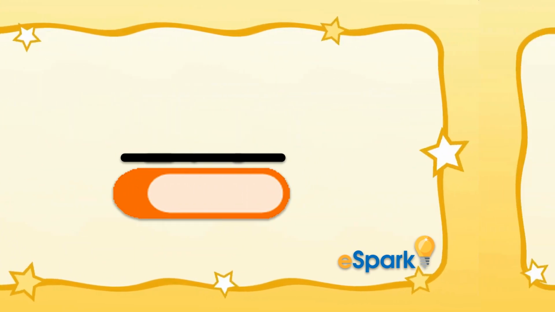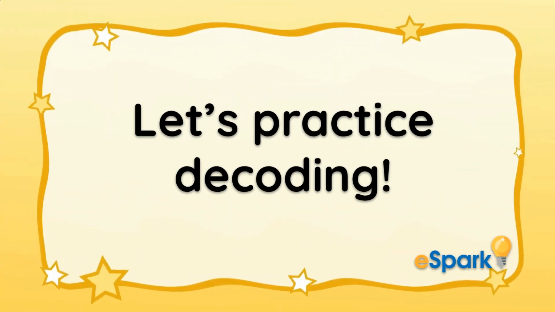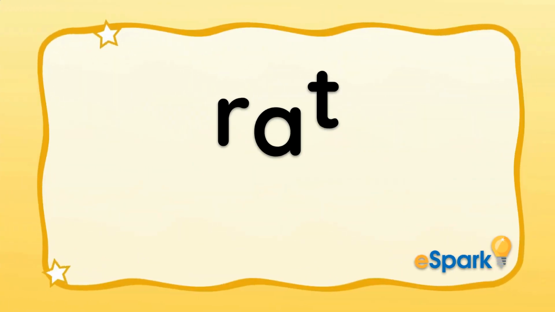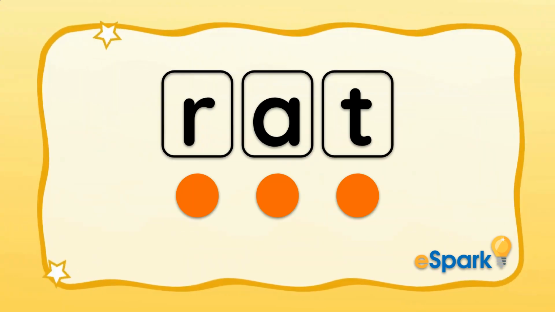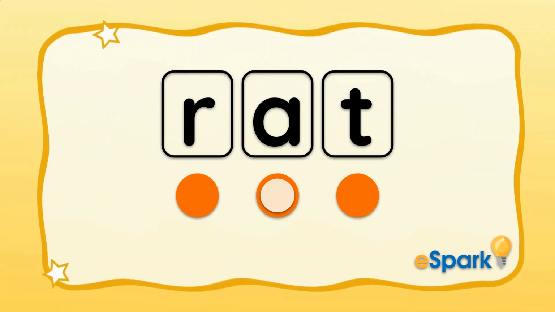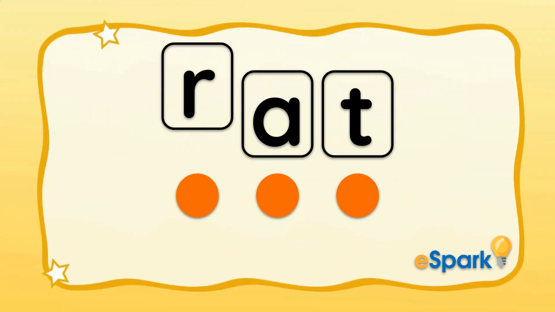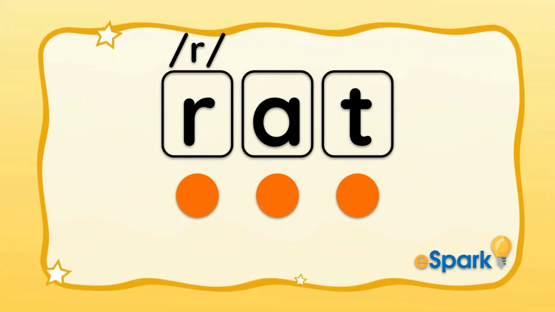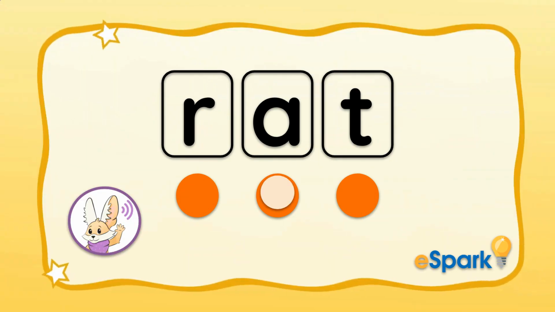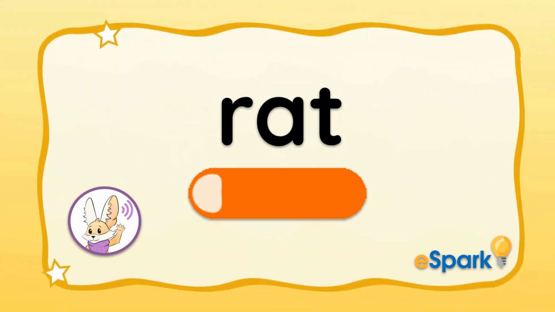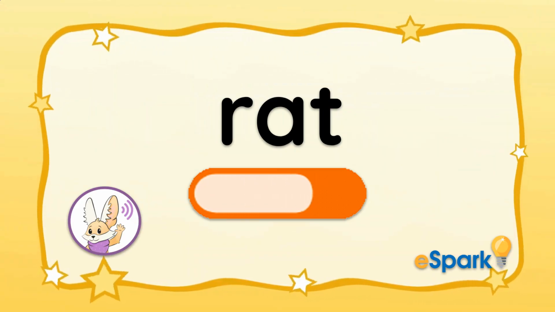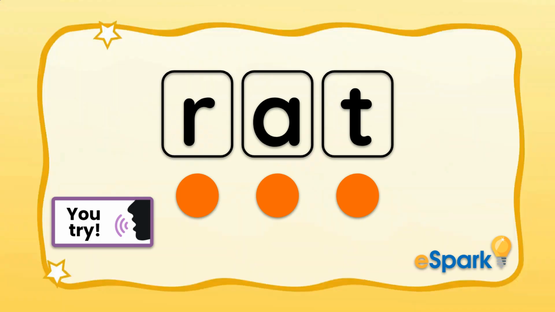Let's practice decoding a word with the sound. First, look at the word. Then, say each sound from left to right. Remember that the letter R represents the sound. Rat. It's now your turn to decode the word.